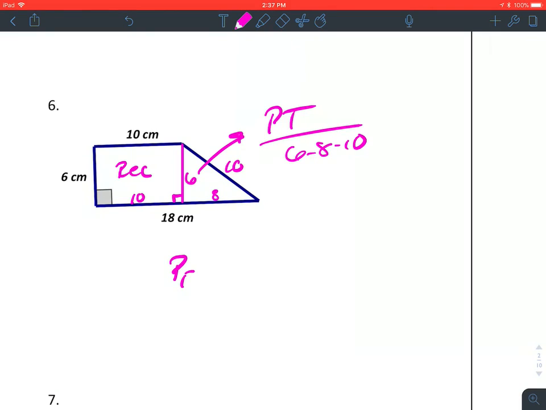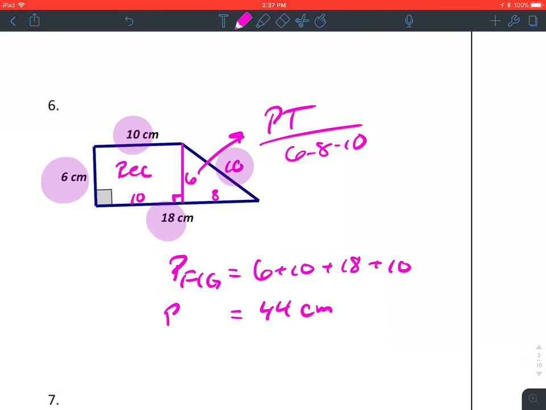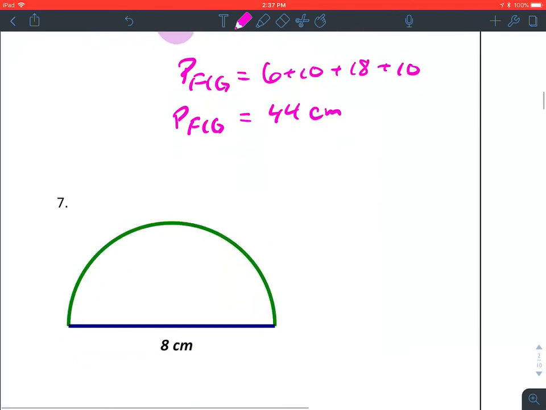So the perimeter of this figure, I'm going to add up all the sides. That would be 6, 10, 10, and 18. In its purest form, perimeter of a polygon, you just add up the lengths of all the sides. So the perimeter of this figure is 44 centimeters.